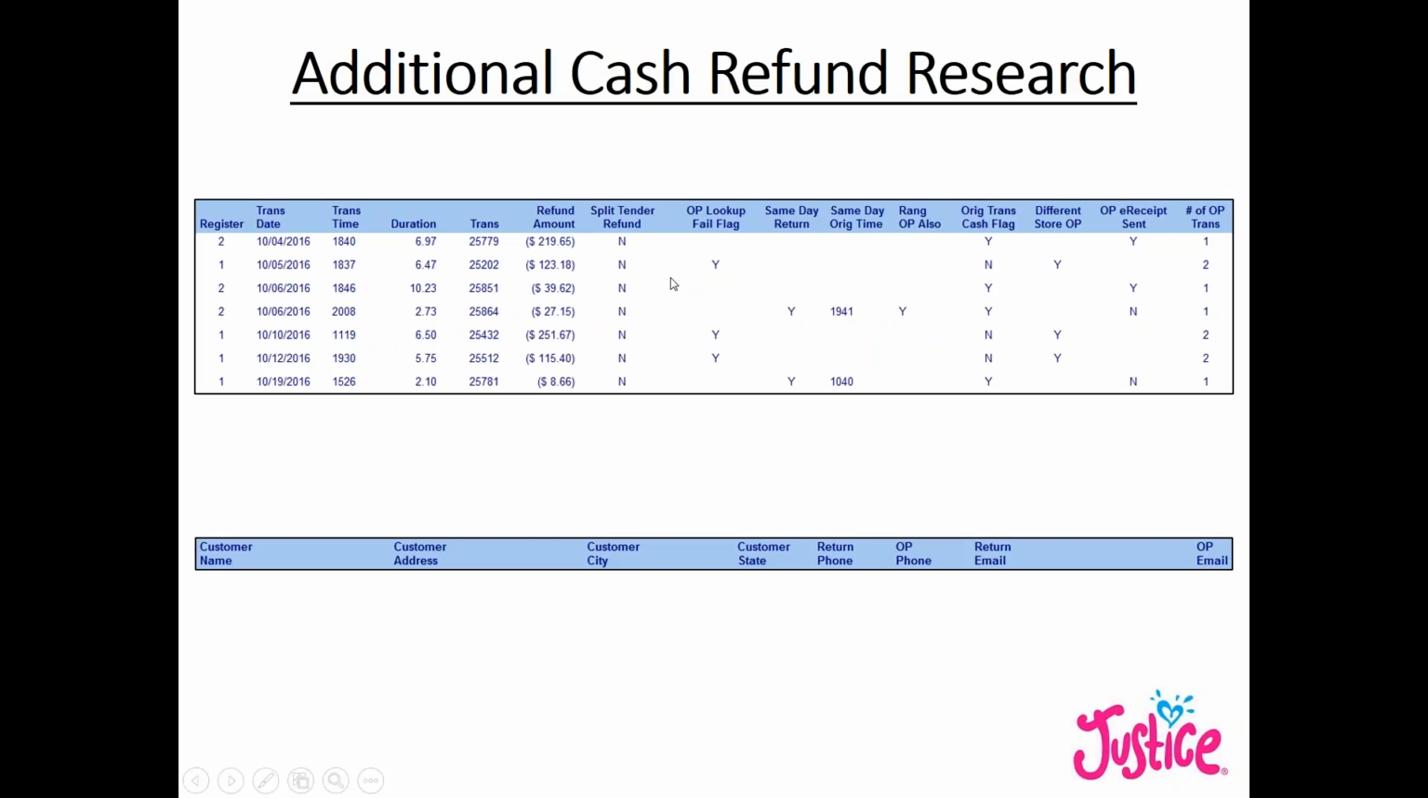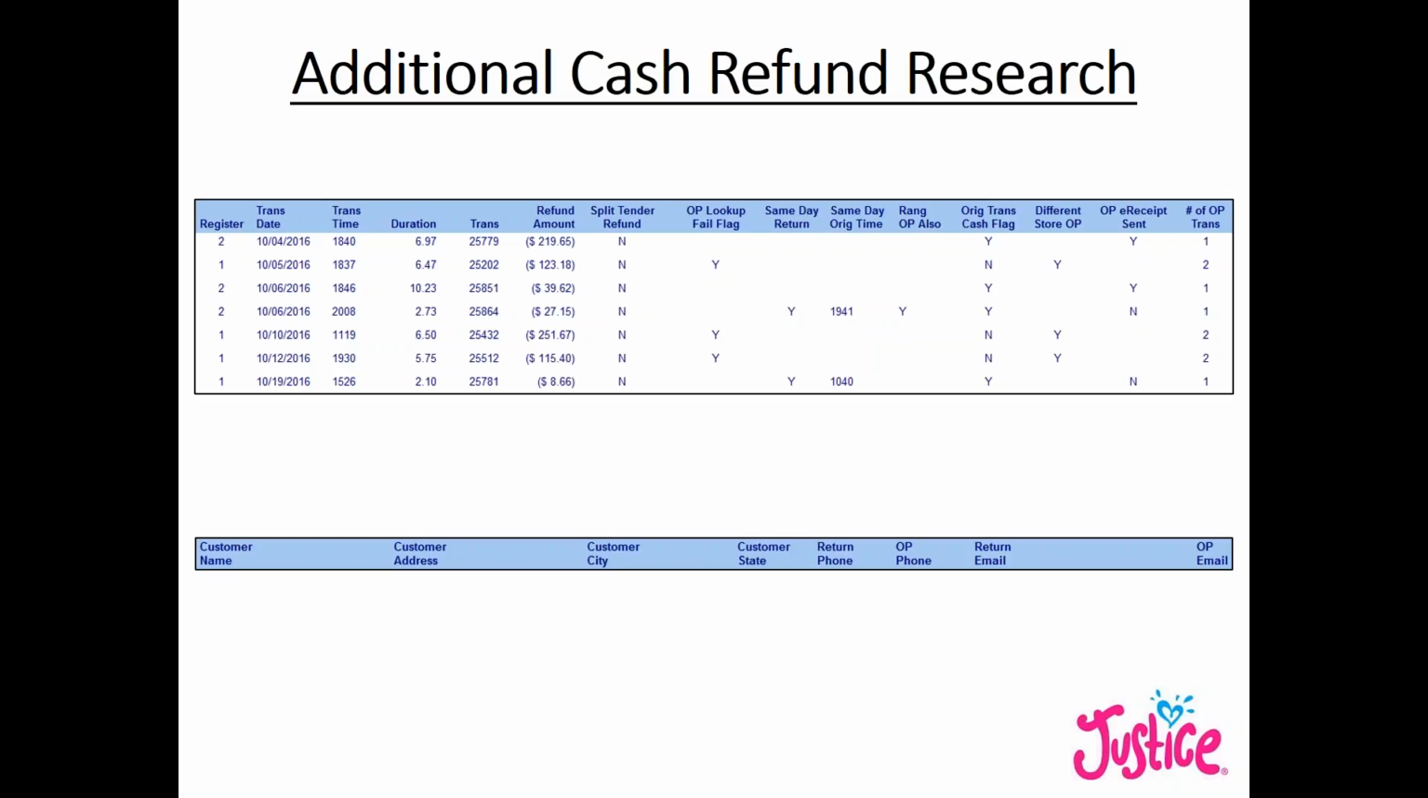In the center section here is the most important information about each of the individual transactions. When I tell people how to read this report, I generally say look for a lot of messy in the middle area here around the OP lookup fail, same-day return, same-day original time. The more things that appear in here, the more interesting it is. The OP lookup fail is the original purchase lookup. Is the system able to find an original purchase transaction that matches what was entered into this return? Same-day return means that it was purchased and returned the same day, and if it was, what was the time of the original transaction, so I can figure out what the turnaround was, how quickly the cashier rang the return. And rang OP is whether the same cashier that rang the original purchase rang the return.